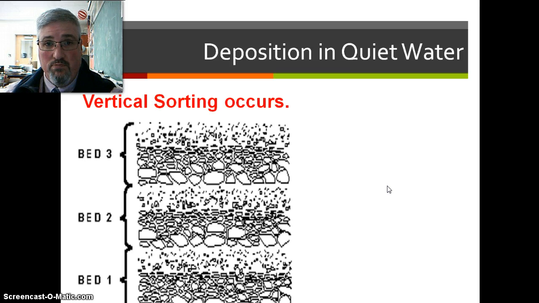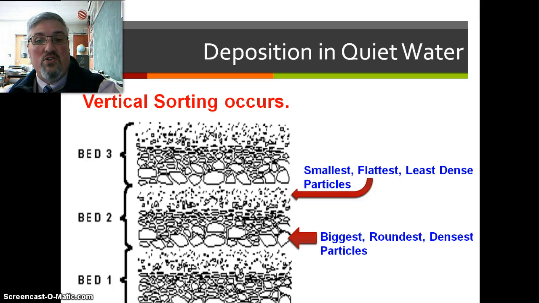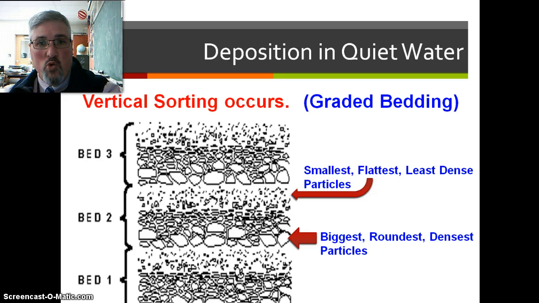Who's going to be on the bottom? Stop and think. Did you say the biggest, roundest, densest particles? Because if you did, you're right. Which ones are going to be on top? The smallest, flattest, least dense particles will settle out on top. This is also called graded bedding. It's graded because it's arranged in order from the largest, most dense, most round, up to the smallest, flattest, least dense one. All right? Think of tests.